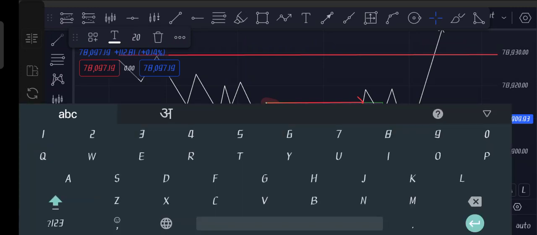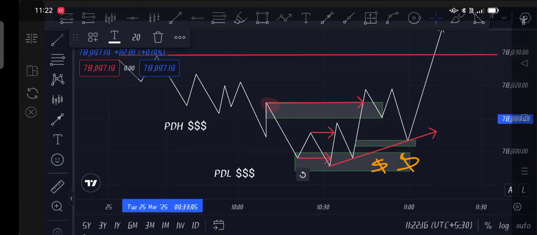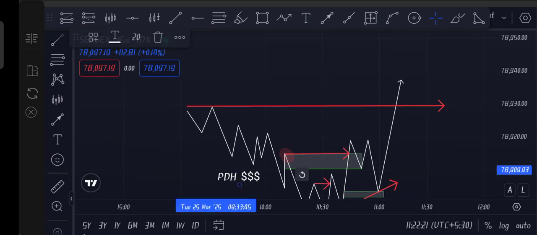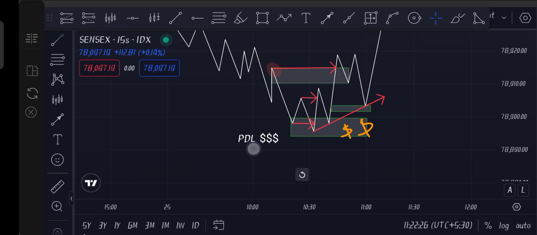And this is the previous day high liquidity, previous day high and previous day low. This is the previous day high. You can clearly see this is the previous day high liquidity and this is the previous day low liquidity.